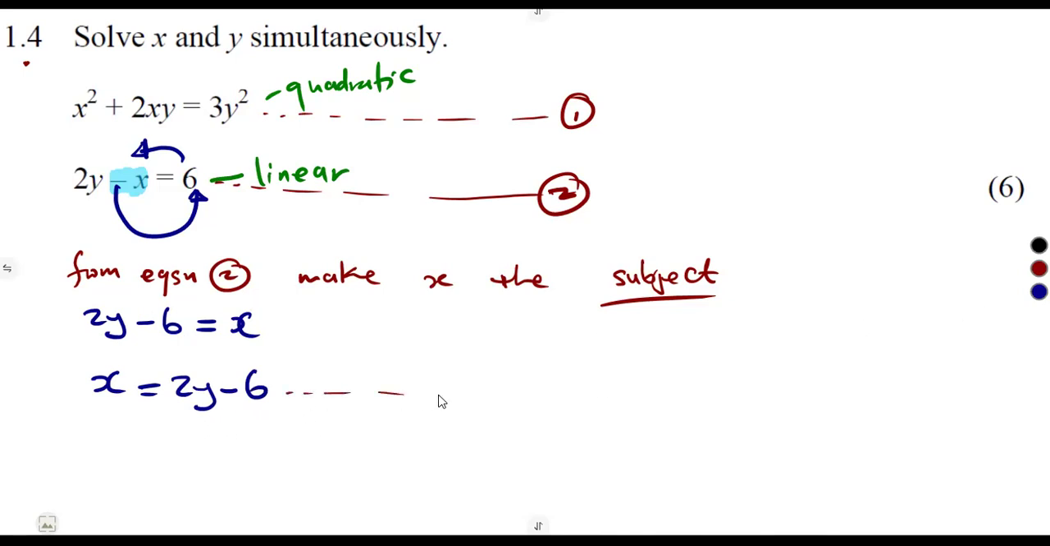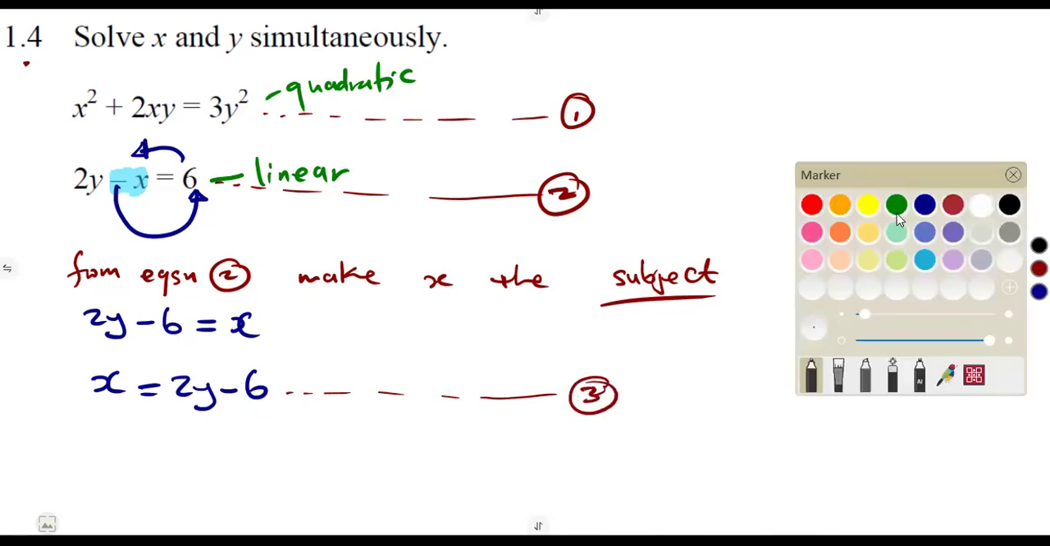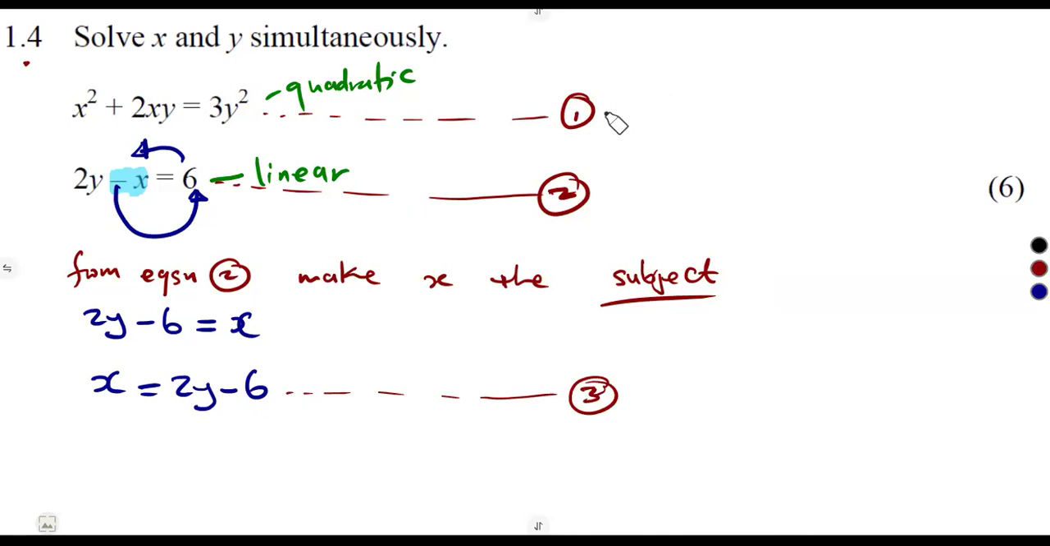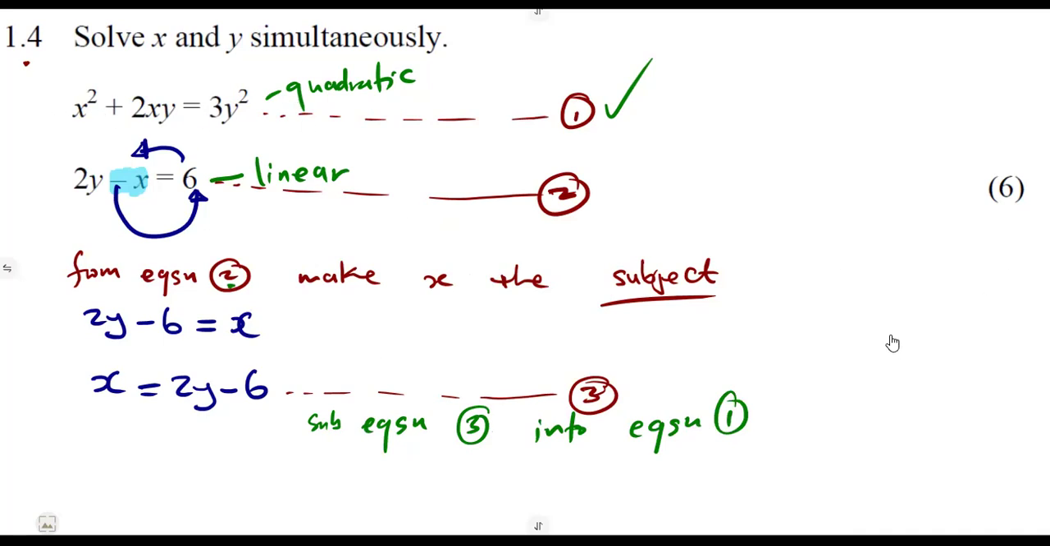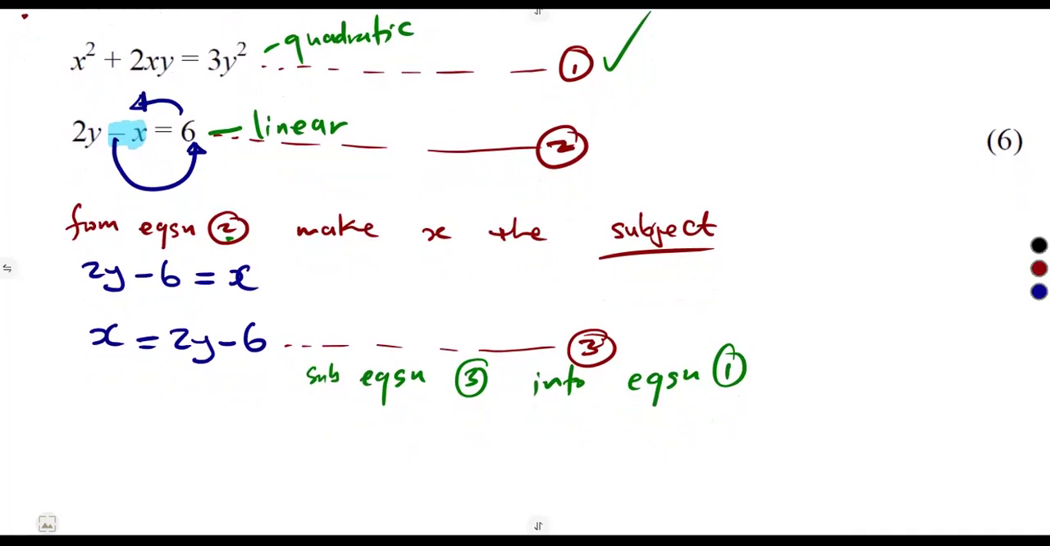So we have formed another equation, equation 3. So let's substitute equation 3 into equation 1. Remember, you substitute into the other equation. You made the subject from equation 2, so you substitute into equation 1. In place of x, you're going to substitute equation 3 into equation 1. So let's see what we are going to have in place of our equation 1. Where we see the x, we are going to substitute this, guys.